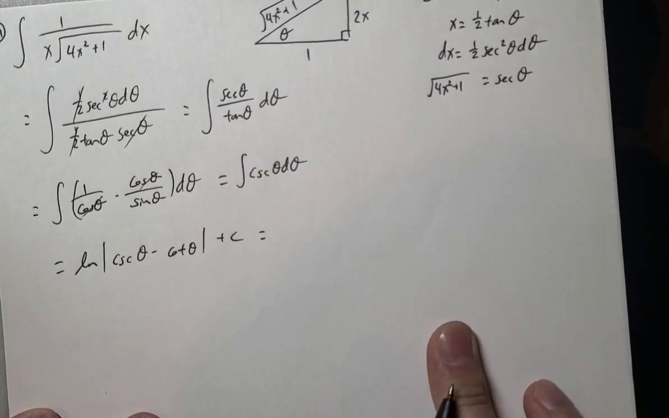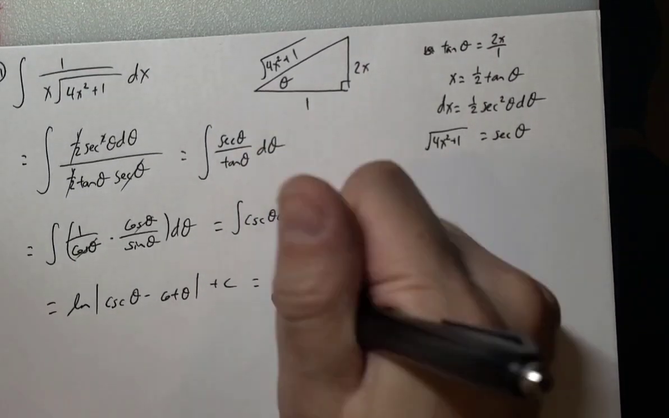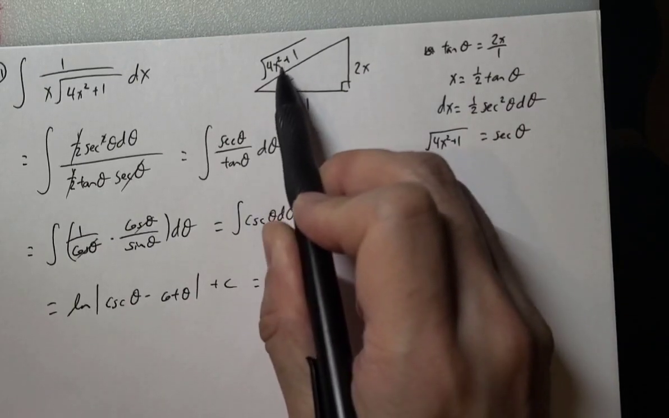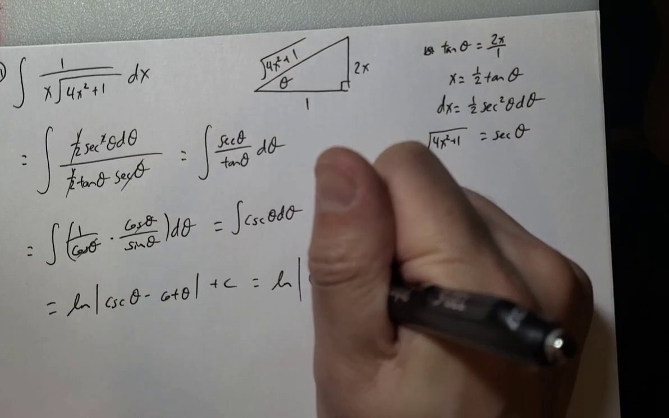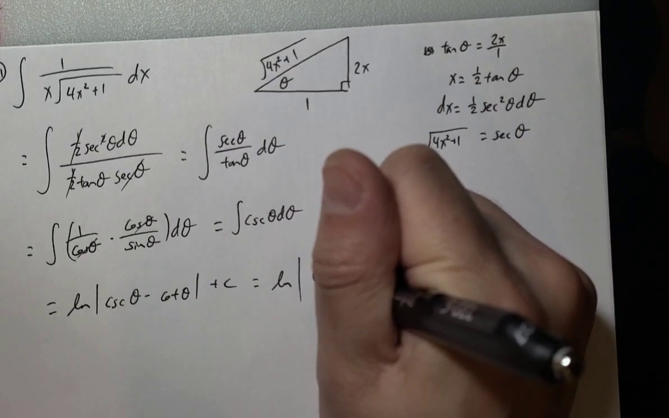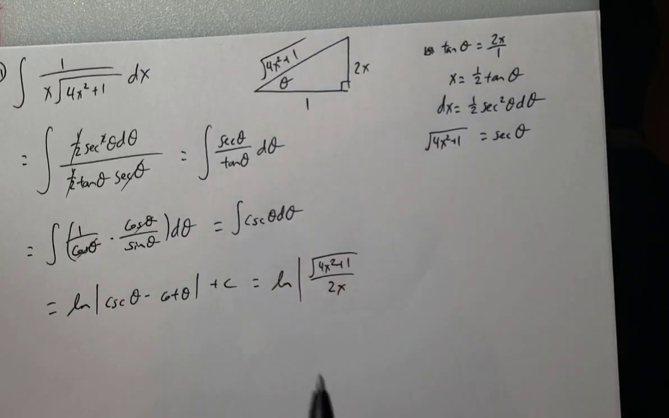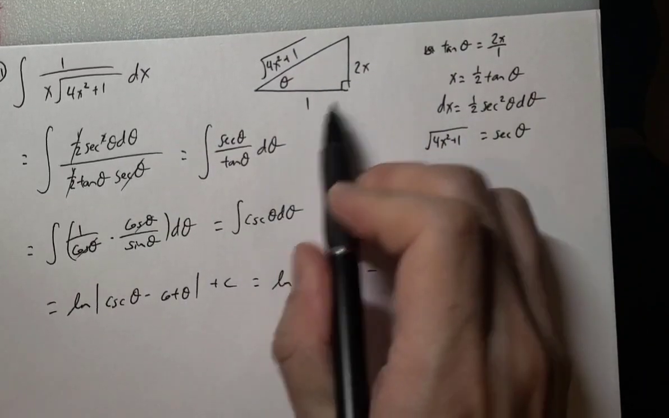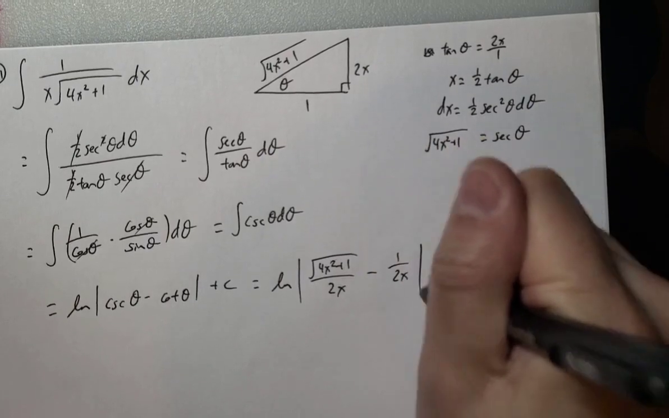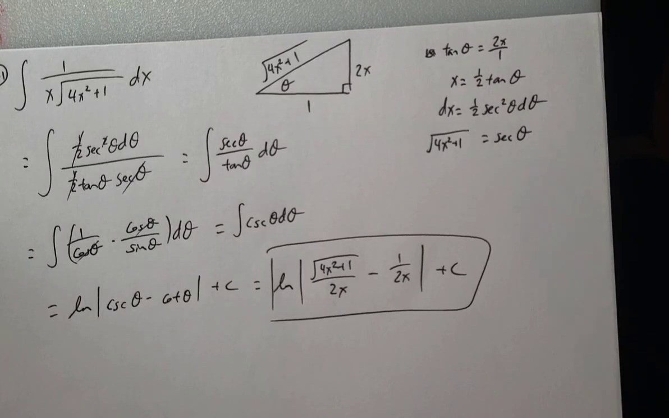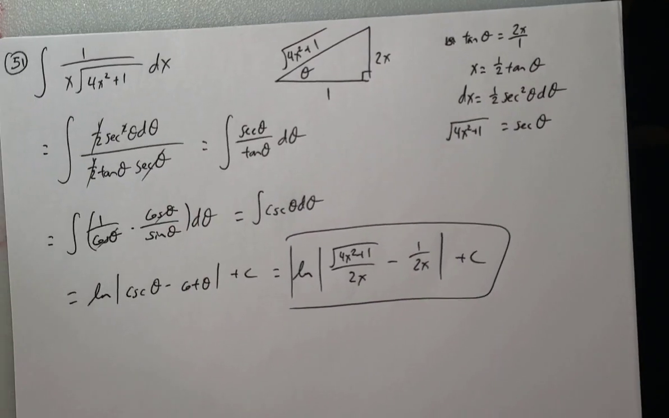Okay, now we back substitute. We need cosecant theta and cotangent theta. Okay, so cosecant would be the square root term over 2x. Cotangent would be 1 over 2x. And this is my answer. So this one was pretty quick, actually. We just had to do a trig sub. Okay, again, double check my answer is correct, but this one, hopefully the technique was clear.